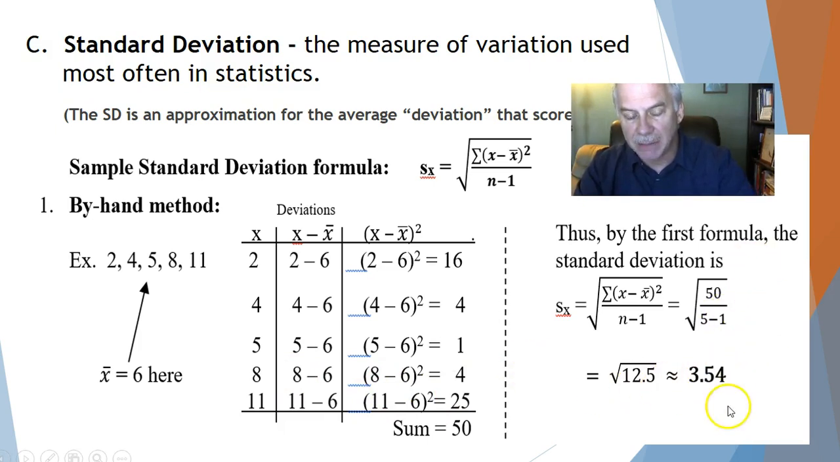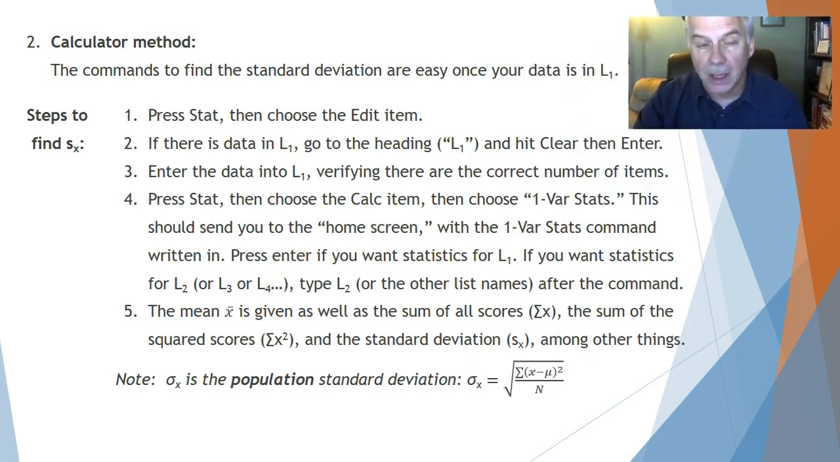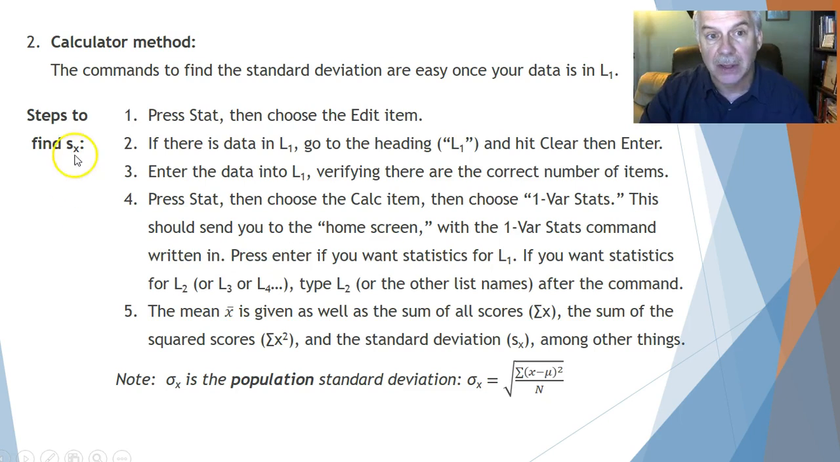But that's the by hand method, and you should be able to maybe do that on a quiz, but maybe not. I might not ask it for an exam because we'll use the calculator for most of it. Okay, so the calculator method involves using the data editor. So what you do is you hit the stat button, and then you choose the edit item. So it's the first one in the list.